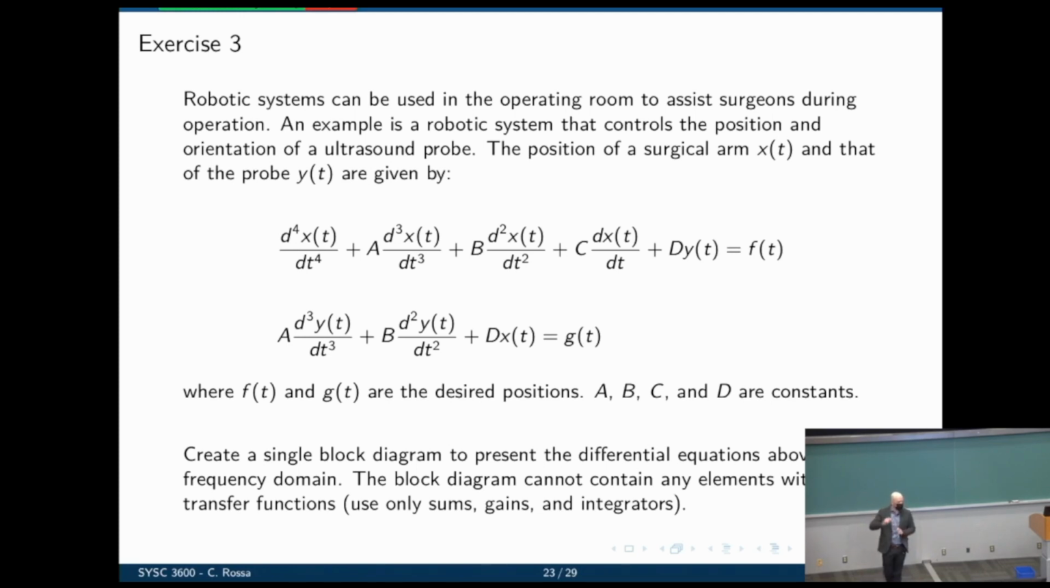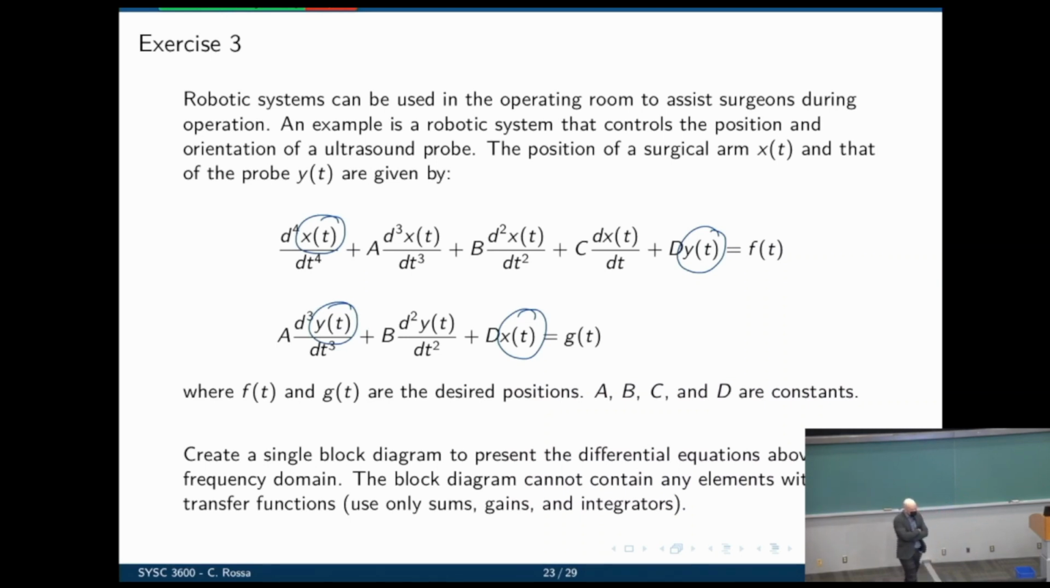F of t and g of t are the desired positions for the surgical tool and for the ultrasound probe. Everything else basically is the dynamics of those robot arms. And you notice here that the position of one robot arm is x, the other one is y. But we see that in this differential equation, we have y, and in the other differential equation, we have x. So basically, the position of one robot arm is affecting the position of the other one. They are somehow interconnected.